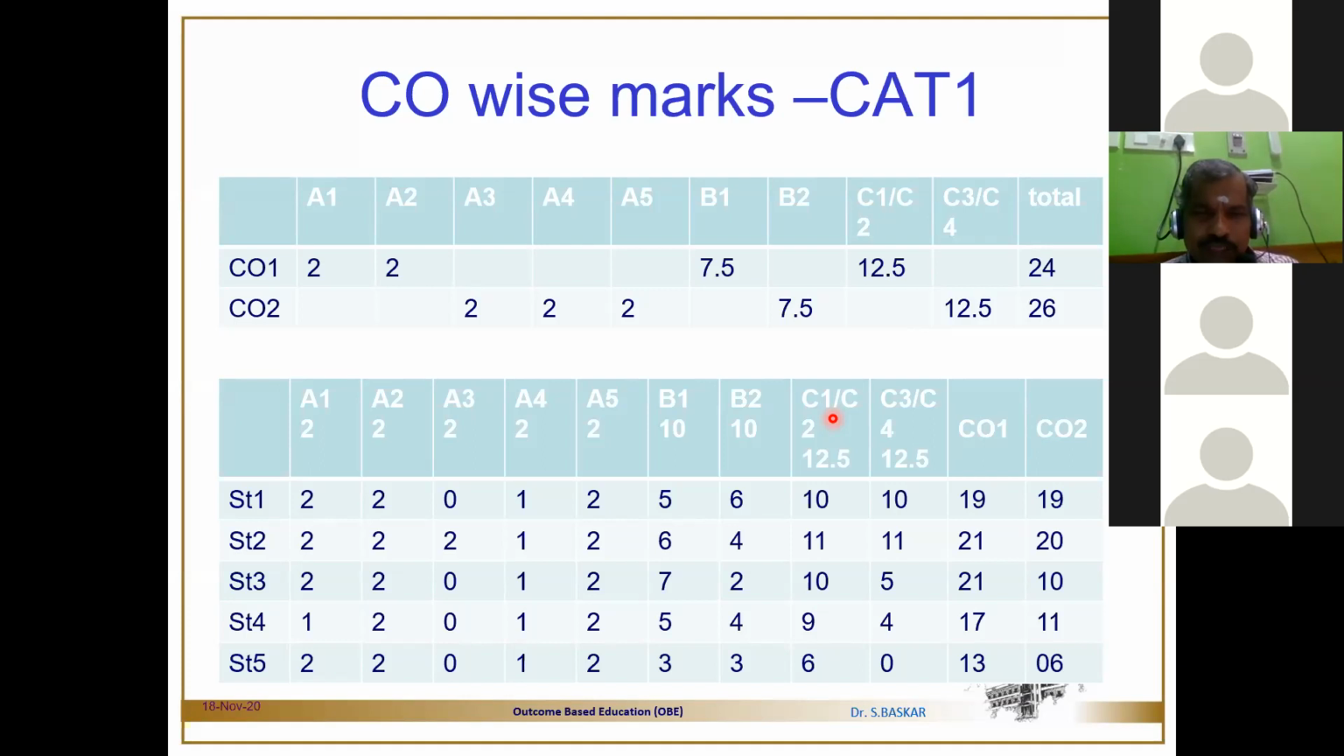Yes, C1 and C2 are either-or questions. Either-or means they can answer either C1 or C2. Both are on the same topics, covering the same COs. The level of the question is also the same. I think now we will discuss how CO1 attainment is going to be calculated.